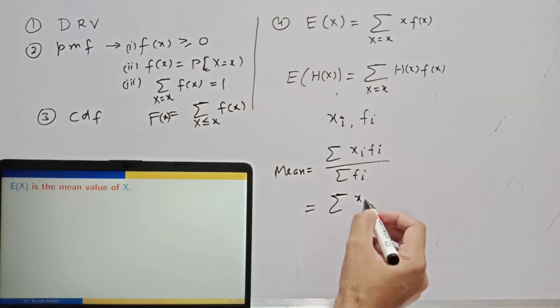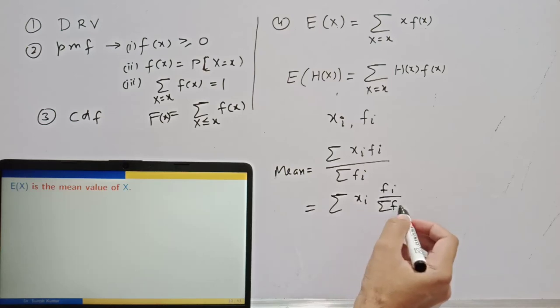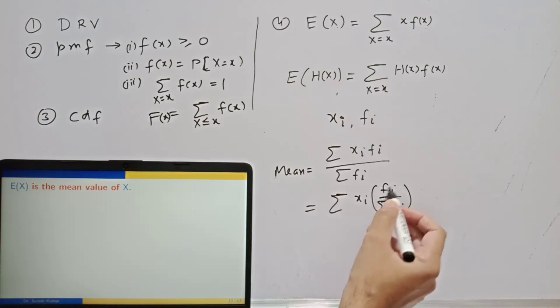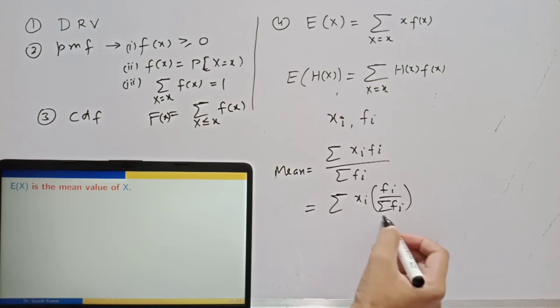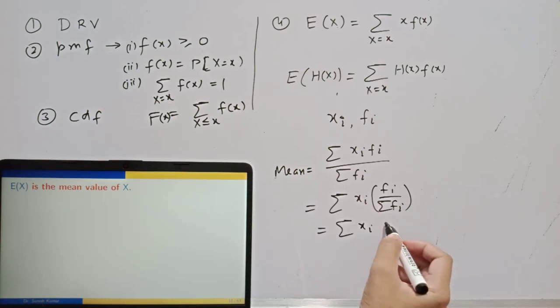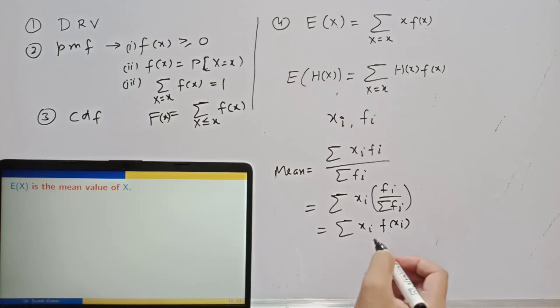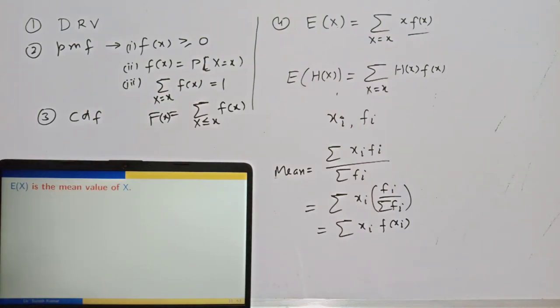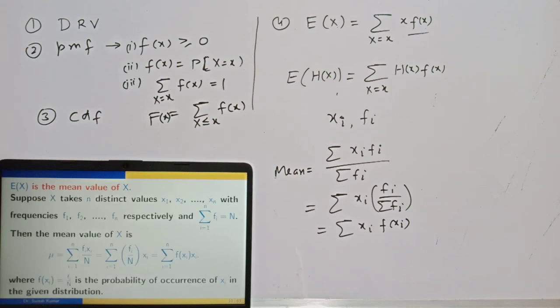How can I write it? xi into fi over summation fi. So what is this expression? This is the frequency with which xi is occurring and this is the total. So it is in fact the probability of xi. You can write it as xi times probability of xi, or you can write f(xi). So it is the same thing that you are seeing here. So the mean value of x is nothing but the expectation of x. You can see here also, expectation of x is the mean value of x.